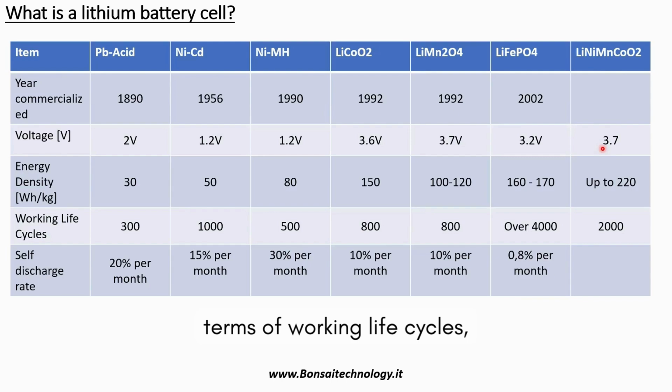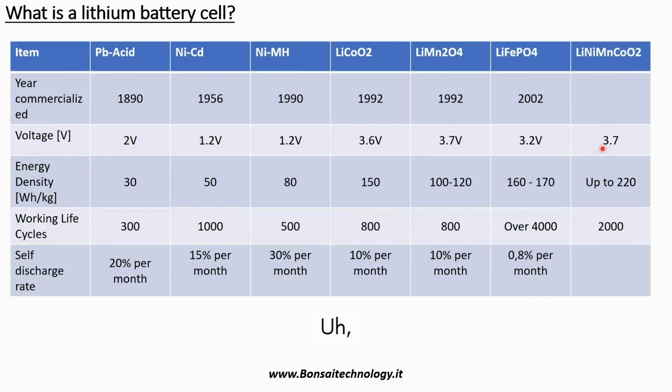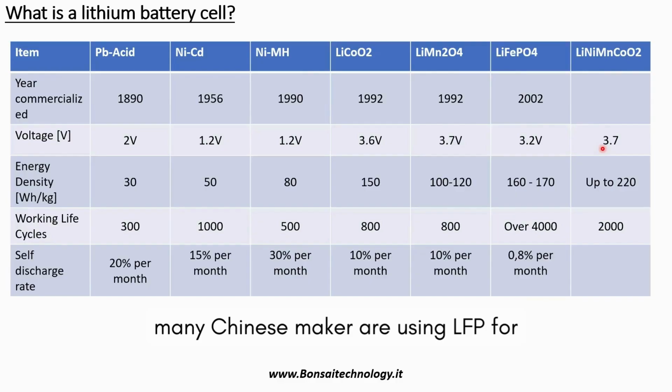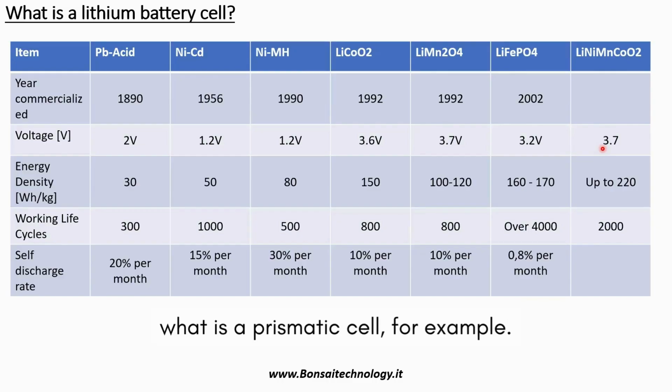In terms of working life cycles, the LFP guarantees a longer working life compared to the NMC. Usually there are different philosophies now to use NMC over LFP and vice versa. Many Chinese makers are using LFP for prismatic and pouch cells. Later on we are going to explain what a prismatic cell is, for example. In Europe and Korea, the battery makers prefer the NMC.